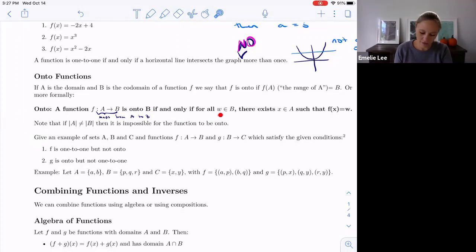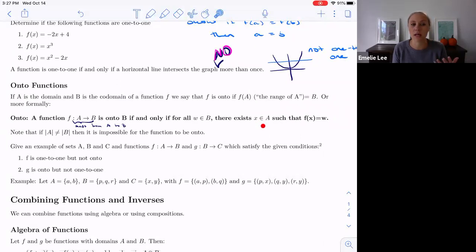if and only if for all w in B, so all elements in the outputs, there exists some x, so some element in A, so some element in the domain, such that f of x equals w. Okay. Now, there are lots of different ways that you could do these huge proofs. A lot of the time, you're going to end up doing a proof by contradiction, but we're not even going to go that far. So what we've talked about here for onto functions, I would say is plenty.